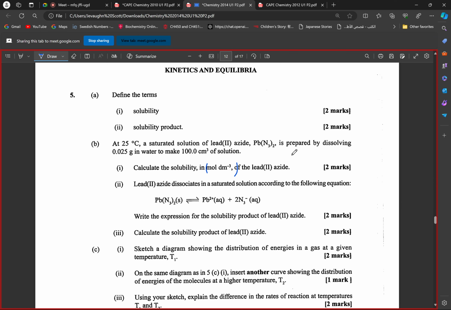So what we're going to do is find the number of moles from the mass in grams. Moles equal mass divided by the molar mass. That's all. Molar mass. All right, and that would be what?